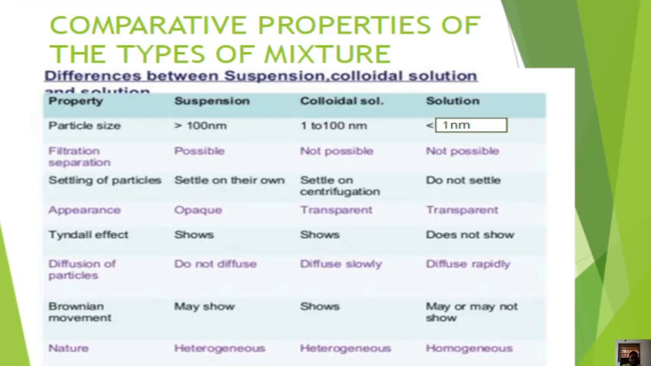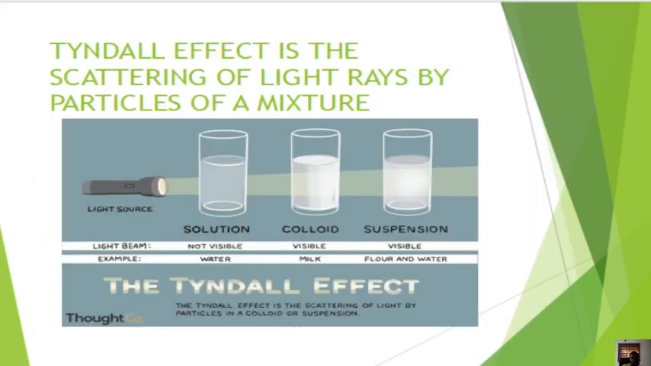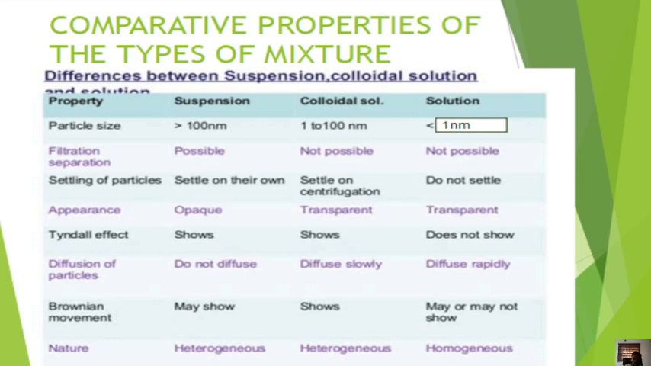Now with that said, we are going to be looking at the comparative properties of the types of mixtures, and with this we'll consider their differences. Take for instance the first property, particle size. Suspensions are greater than 100 nanometers. Colloids are about 1 to 100 nanometers. Particles of true solutions have diameters of less than 1 nanometer. So have that in mind, that with respect to size, the smallest is solution, the largest is suspension.